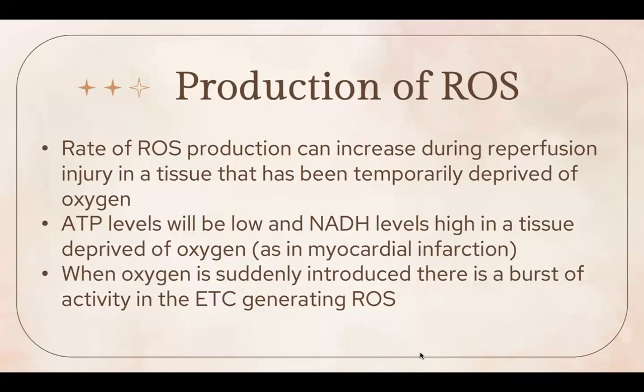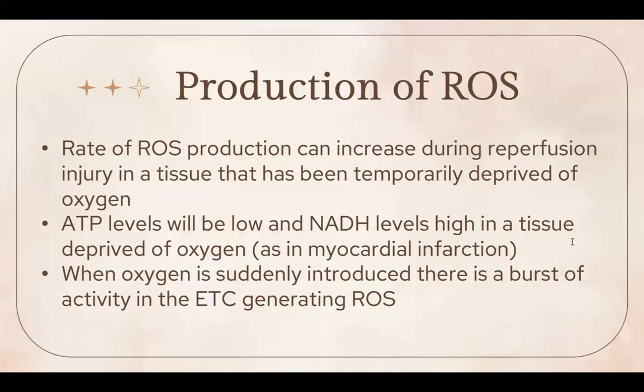Now there's going to be a burst of activity of the ETC, the electron transport chain. And the electron transport chain would be compensating for the lack of ATP in order to basically revive this damaged tissue. So there's going to be an excessive production of ATP, an excessive production of free radicals. And this is what causes the reperfusion injury. This burst of free radical production is what causes the reperfusion injury.